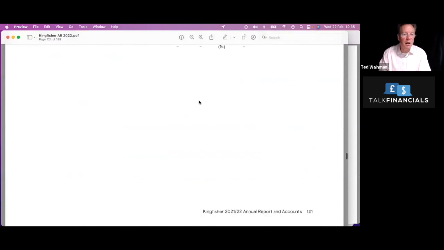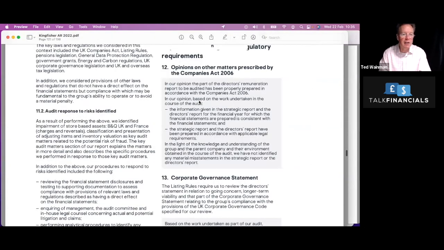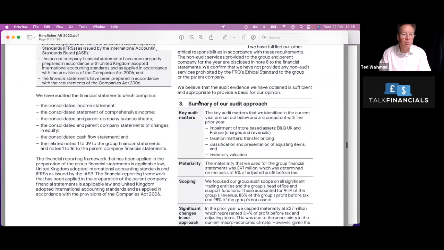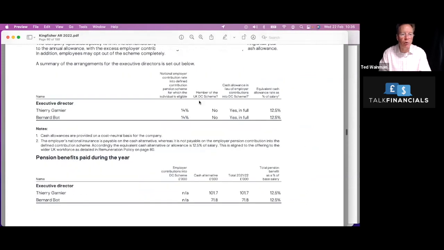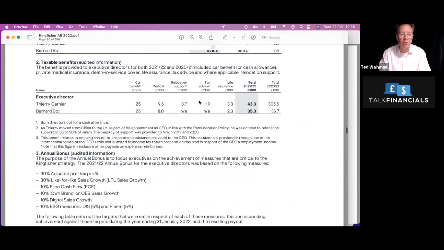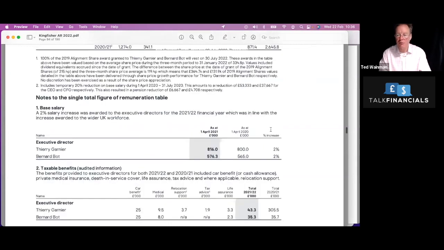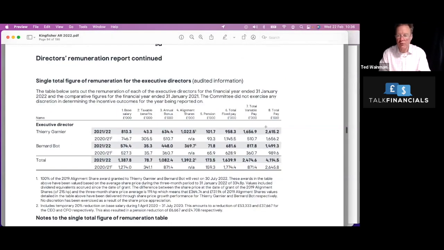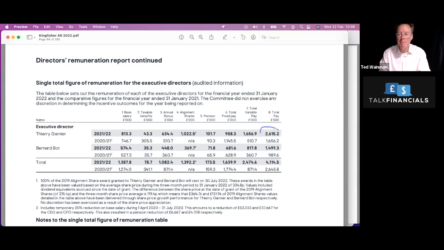So Kingfisher, we are looking at a chap called Thierry Garnier. If we look at page 94 of this document, we can see that Thierry is paid, and there's lots and lots of numbers here, but we're just going to use a nice simple number. Here it is, £2.6 million. Okay, so he's paid £2.6 million, which is a nice 85% pay rise on the previous year. So somebody's doing very well for themselves.